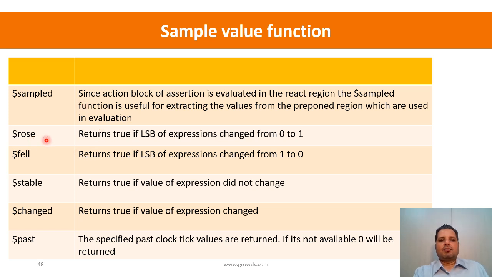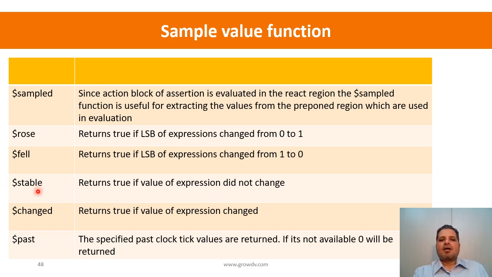Then we have these change detect functions, or event detect type of functions, which are $rose, $fell, $stable, and $changed. All of these functions essentially utilize the previous sampling event's value to decide this. $rose returns true if the LSB of the expression changes from 0 to 1. If you are passing a vector, then it uses only the LSB. And $fell returns true if the LSB changed from 1 to 0. This change, 1 to 0 or 0 to 1, is compared to your previous sampled value.